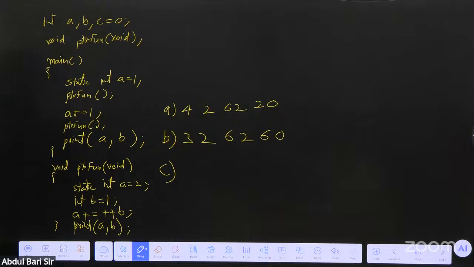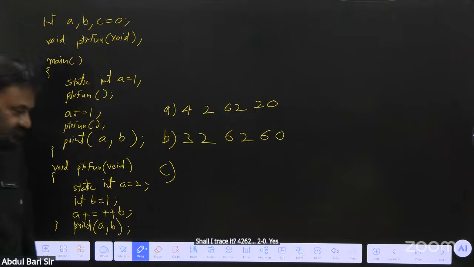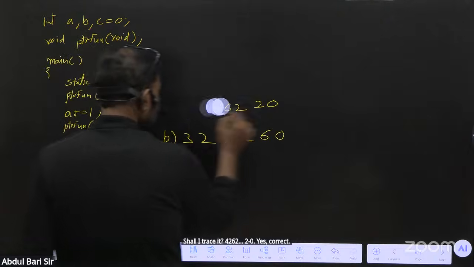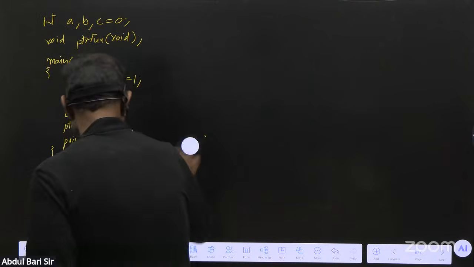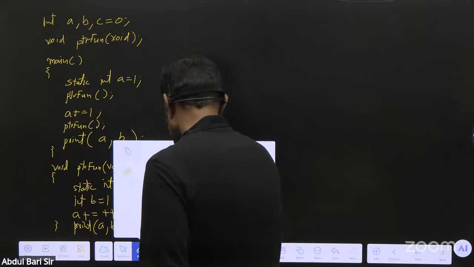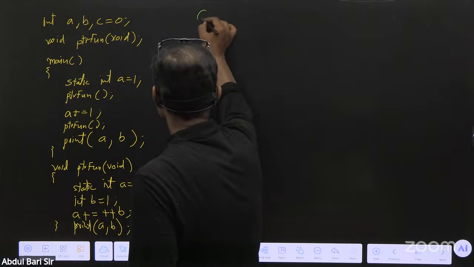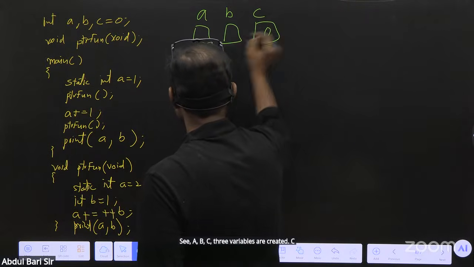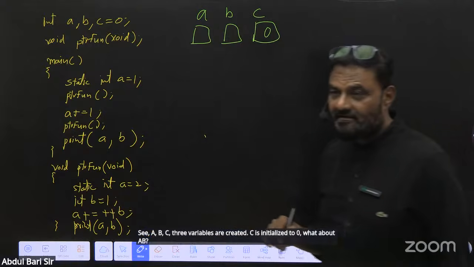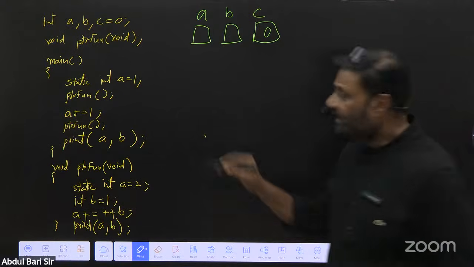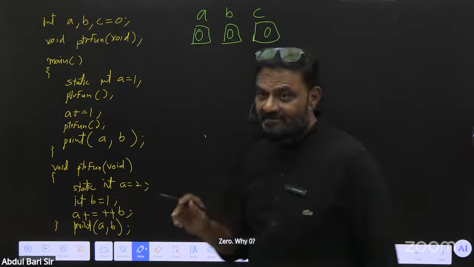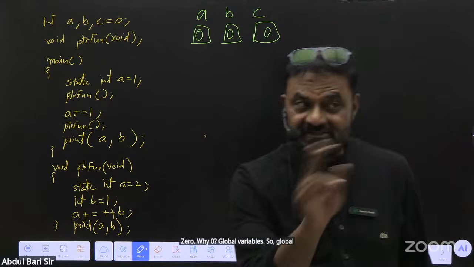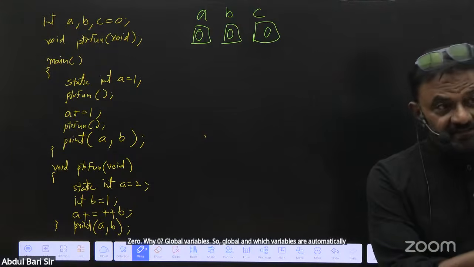Shall I trace it? 426220. Yes, correct. See, a, b, c, three variables are created. c is initialized to 0. What about a and b? 0. Why 0? Global variables. So, global and static, which variables are automatically 0? They will not have garbage values.